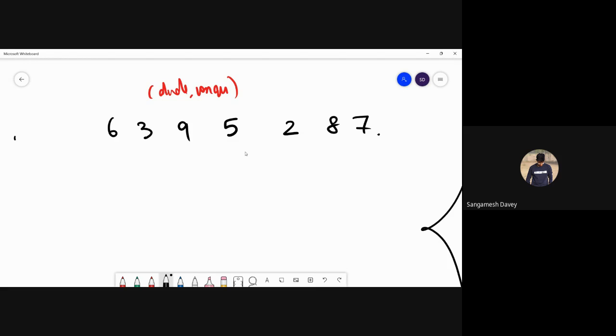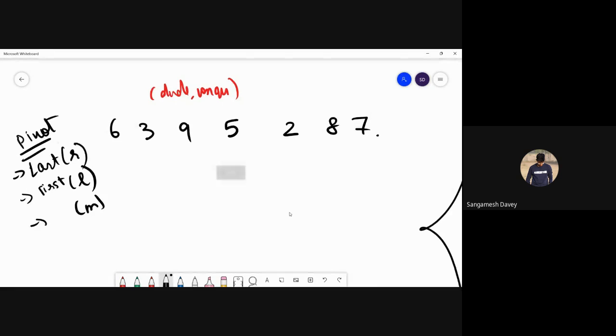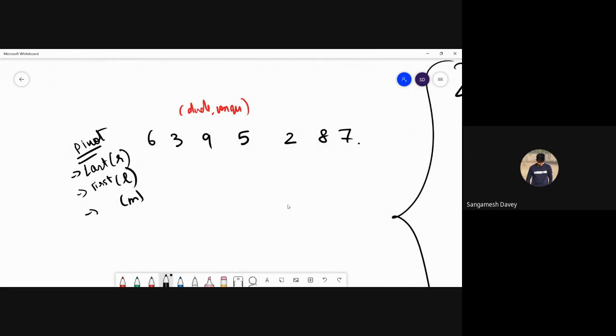Here I'm going to introduce a very small concept called the pivot element. This is up to you. I can choose the pivot element to be the last element, or the first element. That is basically the right element or left element or middle element. I can choose anything to be my pivot. Over here I'm just going to choose my pivot to be the last element. So this is the pivot.